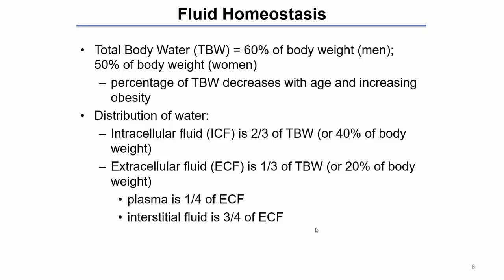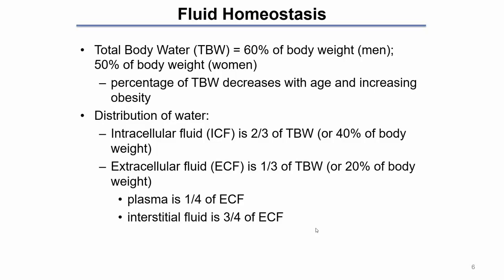Let's talk about the distribution of water. In P, we learned about the ICF, or intracellular fluid, and the ECF, or extracellular fluid. The ECF, in turn, is made up of plasma and interstitial fluid. The ICF is all the cytoplasm, right? All the cytosol, everything within the cells. So the ICF makes up 2/3 of total body water. So 2/3 times 60% in a male would make intracellular fluid 40% of our body weight. In terms of ECF, ECF is 1/3 of total body water, or 20% of body weight.